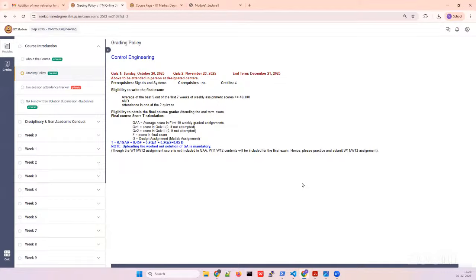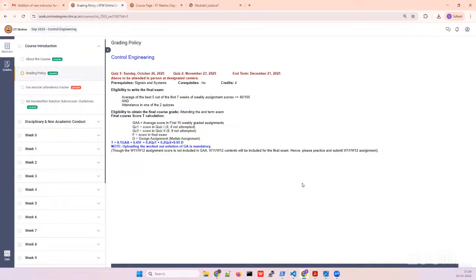Every week we'll have an assignment. Out of these 12 weekly assignments, 2 will be handwritten assignments which we will evaluate offline, but you can submit them online. And there is one design assignment in this course where you will be given a problem individually. It's not a common problem according to roll number or some criteria. We will design those problems, you have to answer individually, and based on that we will evaluate those design assignments.